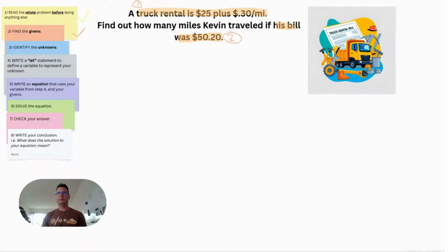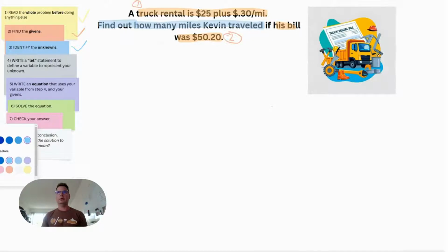Check it off. Next. Identify the unknowns, rather. I think we found that already, right? Often the unknowns will be given in the form of a question. So how many miles Kevin traveled, or find out how many miles Kevin traveled, right? So now we know what we're looking for. Third small win.